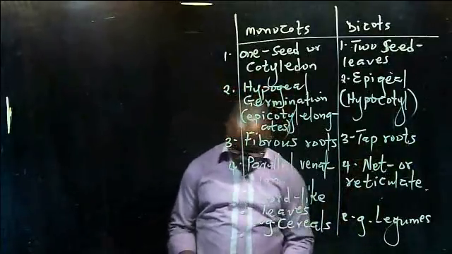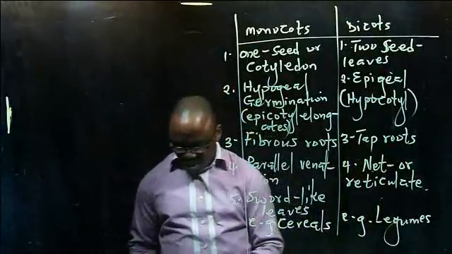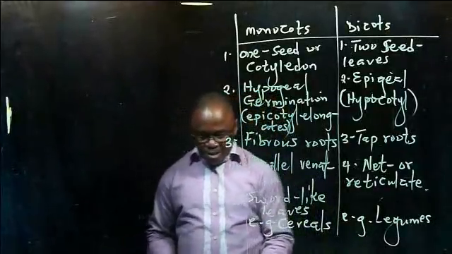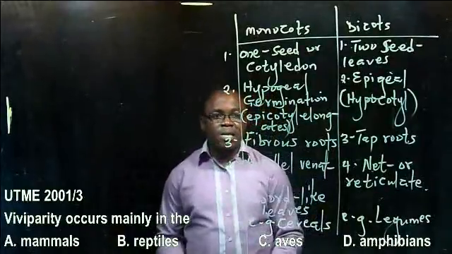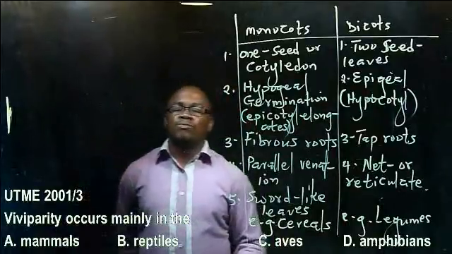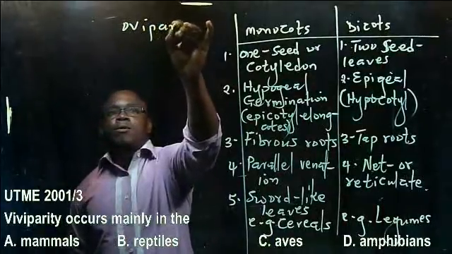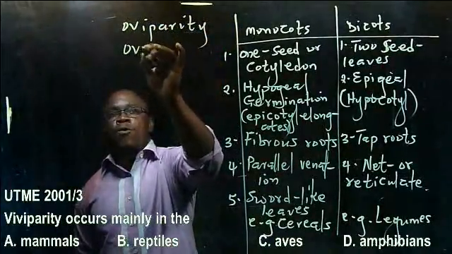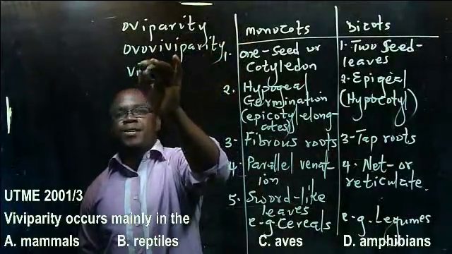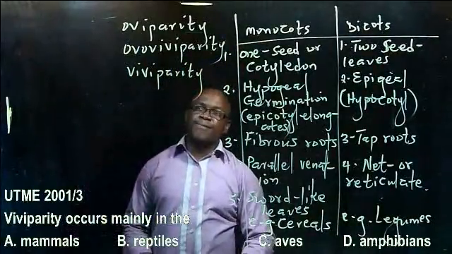Our next question was extracted from JAM 2001 number 3, and it reads: viviparity occurs mainly in the... Now there are three terms here that may be used to describe vertebrates. We have oviparity, ovoviviparity, and viviparity.